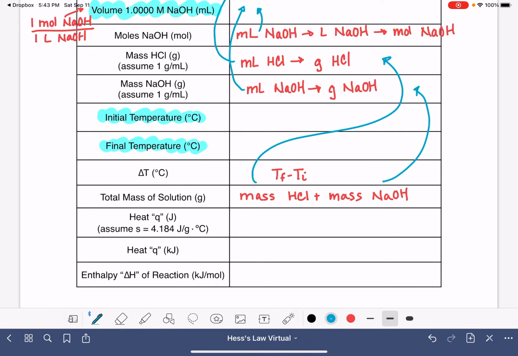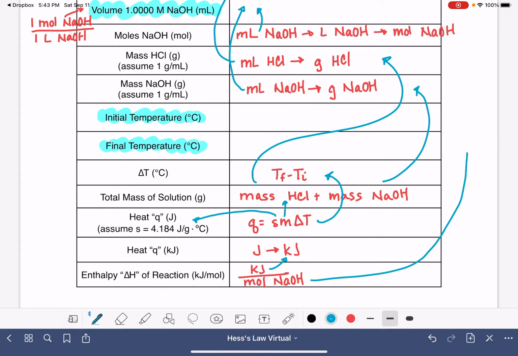Now we're going to do our heat calculations. First, we'll calculate heat in joules. That's going to be q = smΔT. The s, specific heat, is right here. We're assuming the specific heat of water. The mass is the combined mass that you just calculated, and the ΔT is your change in temperature. Once you get that done, you'll take the joules and convert them into kilojoules by dividing. And then the last thing that you'll do is calculate the change in enthalpy. That's going to be the kilojoules divided by the moles of NaOH. Kilojoules, which came from right here, and the moles of NaOH, which were calculated way up here, right there.